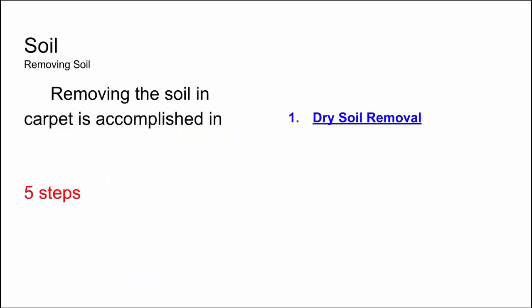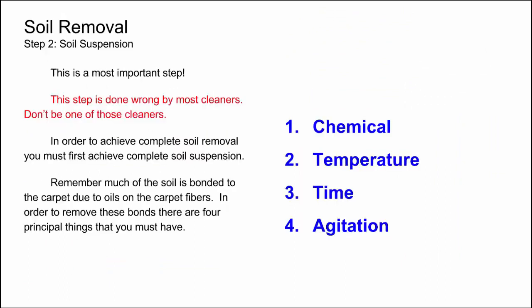The next step in removing soil is going to be soil suspension. Soil suspension is a really important step, and there are a lot of cleaners out there that are not doing this step properly. It involves 4 things you can't skip, and it's important to know how these 4 things work together in soil suspension. So we're going to go in depth into each one of these. In order to achieve a complete soil removal, you have to suspend the soils. The soils are attached to the fibers.